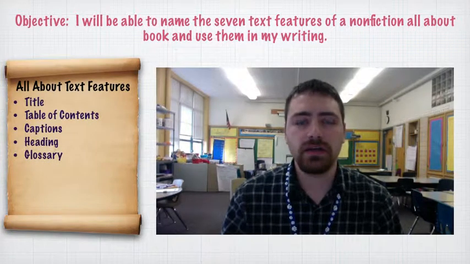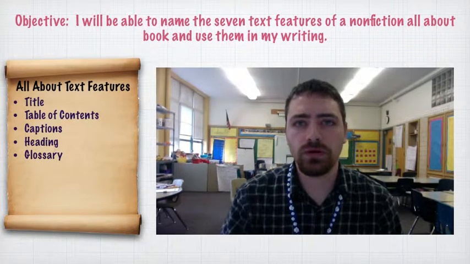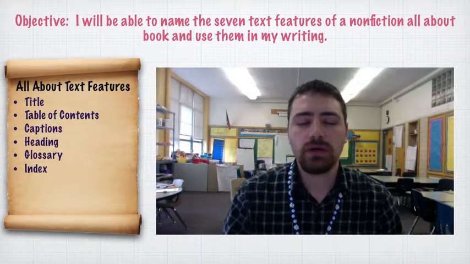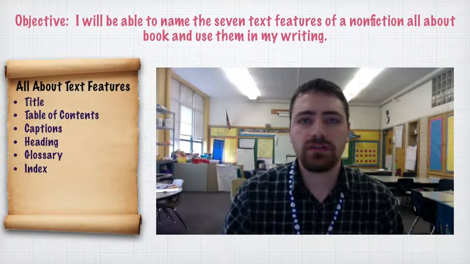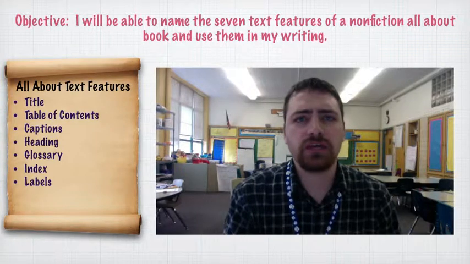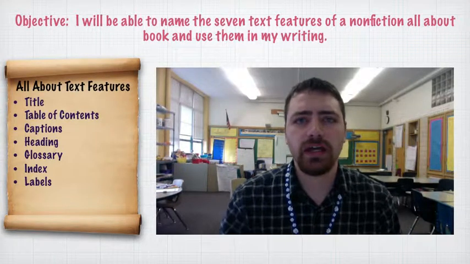A glossary. In the back of the book, you'll put some of the important words that you write and tell us what they mean. Your index will go ahead and tell us what page different important words are on. And finally, you'll have at least one picture that includes a lot of details and that will have labels.